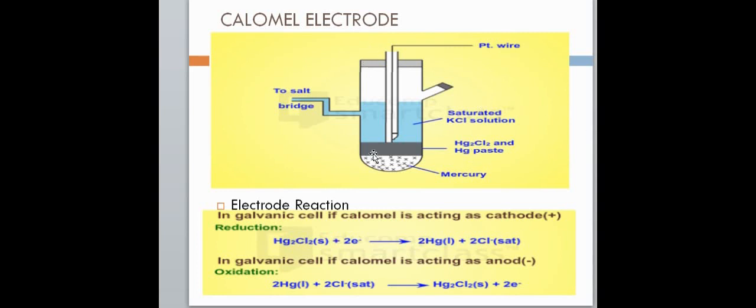So there is a platinum wire, again it's made up of glass. So there's a platinum wire, there is saturated KCl solution, okay, with mercury paste and mercury. So this entire thing is one container.